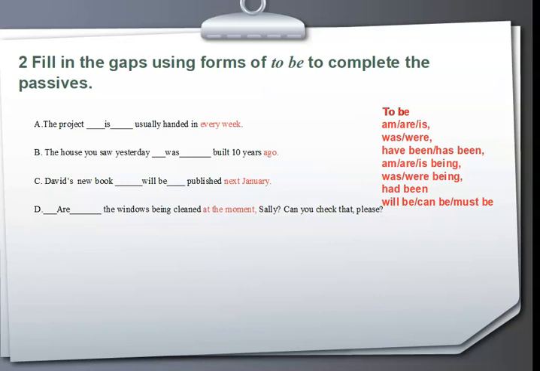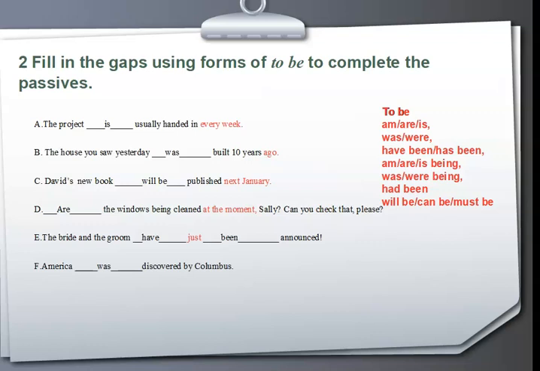Are the windows being cleaned at the moment, Sally? Can you check that, please? Okay, so we're adding are because we're having at the moment time reference for the present continuous tense. The bride and the groom have just been announced. Okay, just is the time reference for the present perfect tense, so have just been announced, added in the sentence E.